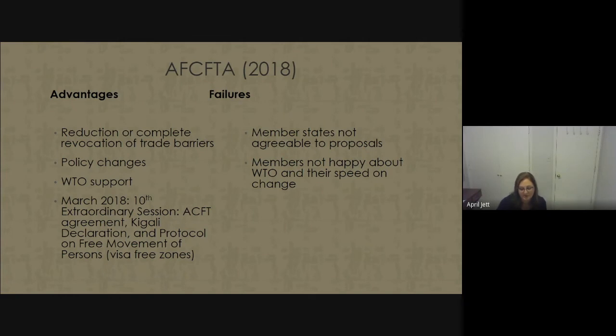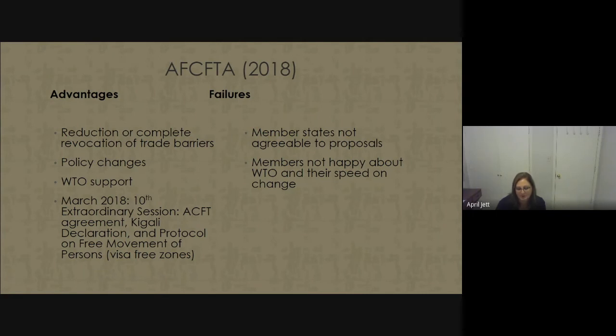The 10th Extraordinary Session ACFT agreement took nearly 40 years to implement, but once it was launched, 44 out of the 55 member states signed the agreement establishing the AFCFTA. The Kigali Declaration was signed by 47 member states, and that was to unite the nations in the fight to combat tropical diseases and to secure commitment to achieve sustainable development.